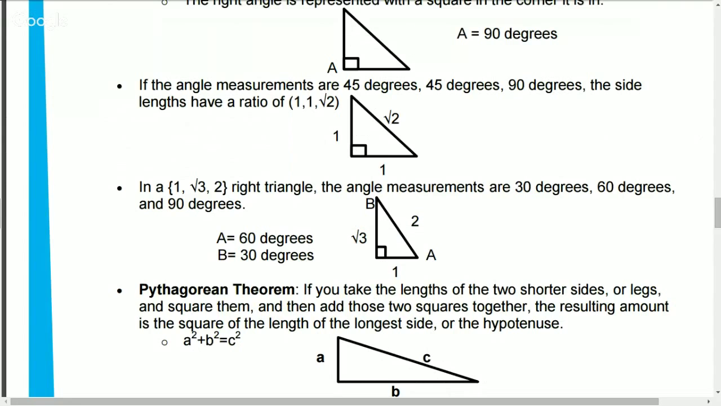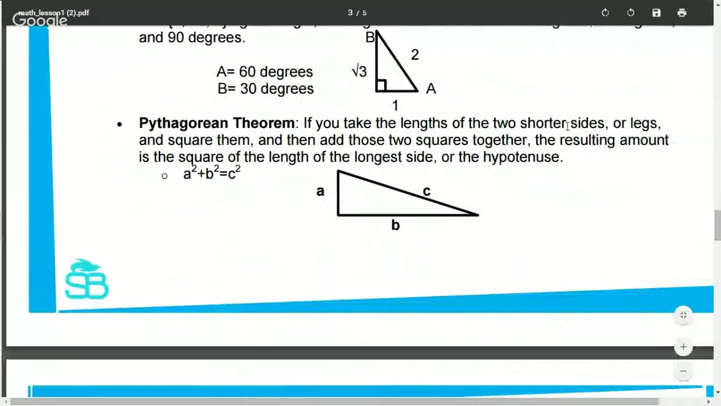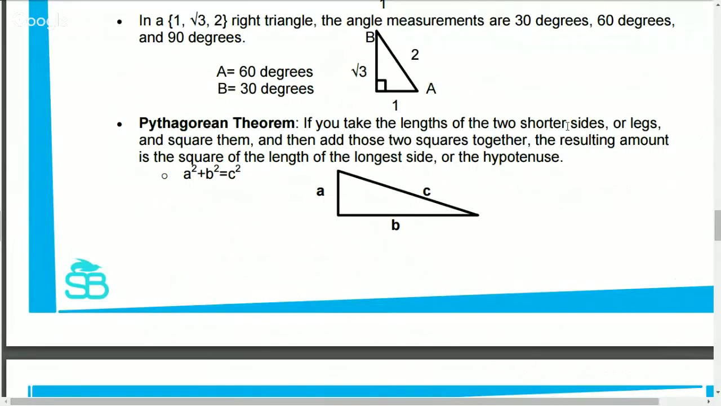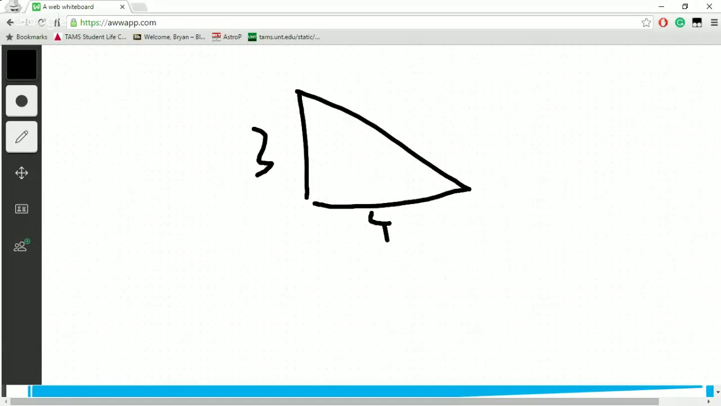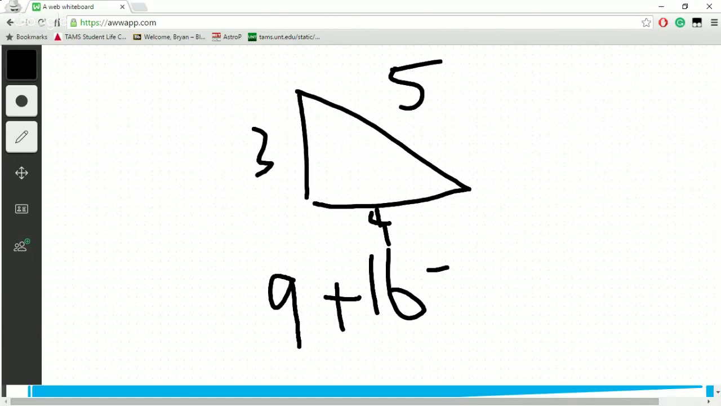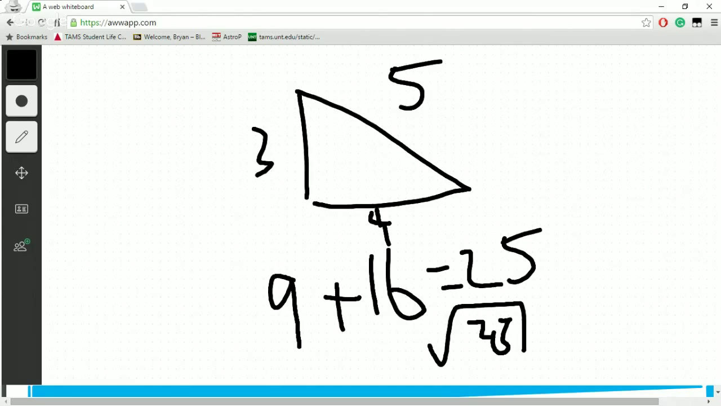Okay. Now the Pythagorean theorem. If you take the lengths of the two shorter sides, or legs, and square them, and add those two squares together, the resulting amount is the square of the length of the longest side, or the hypotenuse. As an example of this theorem, we have a 3, 4, 5 triangle. We have 3 squared, which is 9, plus 4 squared, which is 16. That equals 25. Okay. So if we take the square root of 25, we get the longest side, which is 5.